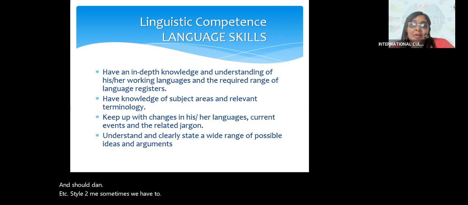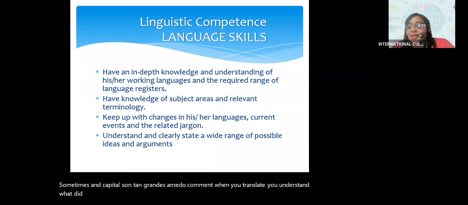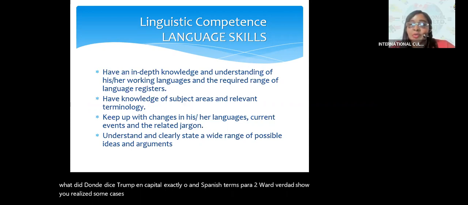So sometimes we have to translate it, but sometimes it's very hard to translate, like for words like shares, for example, and capital. Sometimes within the same document, when you translate it, you have to understand what they meant when they said capital exactly, or I'm trying to think of Spanish terms, but those who are in the financial world can probably appreciate that. So you will realize that in some cases, you just have to learn what terminology is mainly used, and localize the terminology also for your audience.